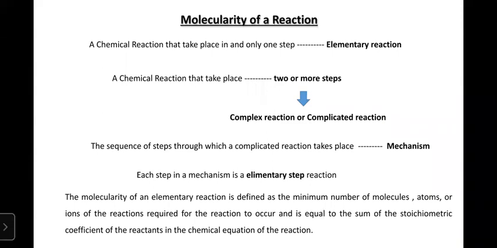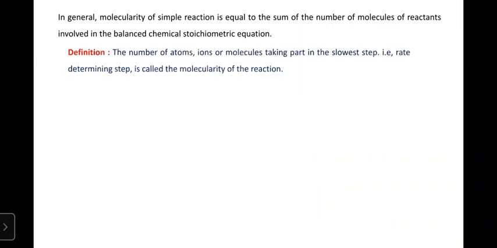In a balanced chemical reaction, the molecularity of a simple reaction is equal to the sum of the number of molecules of reactants involved in the balanced stoichiometric equation. And here the definition: the number of atoms or ions or molecules taking part in the slowest step, that is the rate determining step, is called the molecularity of the reaction. We always define the molecularity of the reaction for the rate determining step only. The rate determining step is nothing but the slowest step of the reaction.